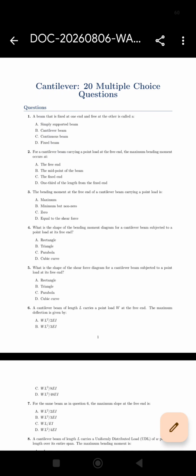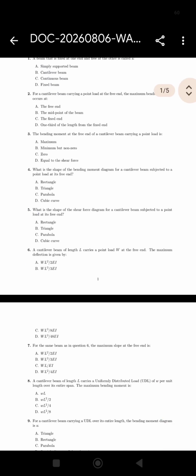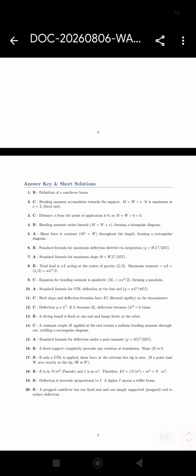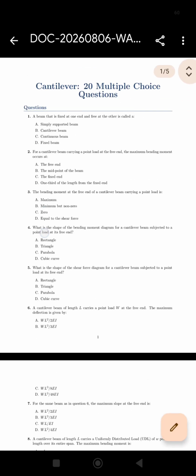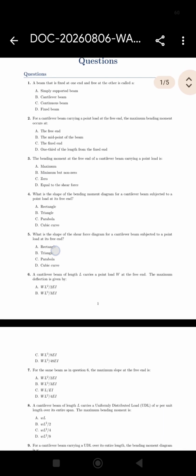A beam that is fixed at one end and free at the other end is called a cantilever beam. For a cantilever beam carrying a point load at the free end, the maximum bending moment occurs at the fixed end.